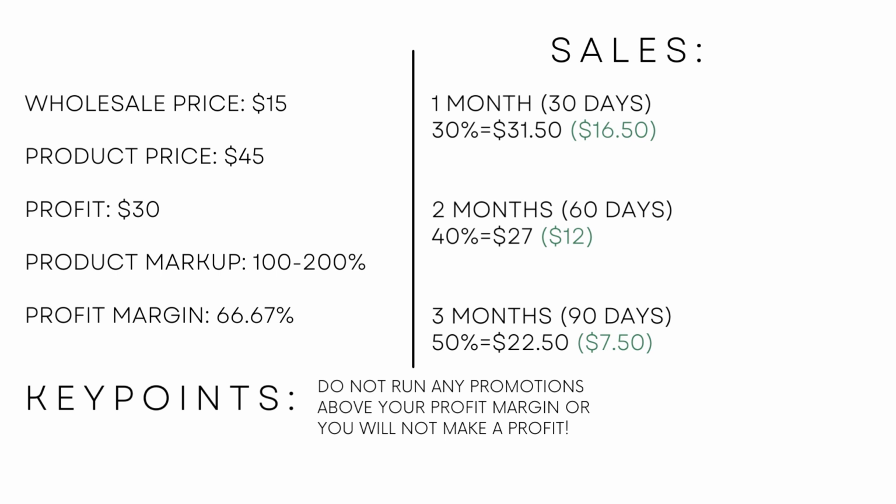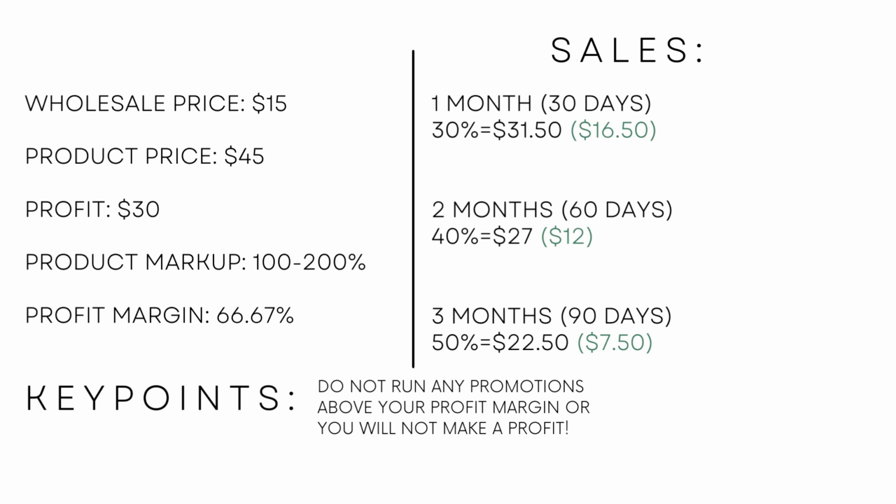So going back to the 1 month, our product is $45. If I subtract 30%, your item is now $31.50. That's where I got the $31.50. That's how much I'm going to sell it for. So it's on sale for $31.50. And because I paid $15 for the item, I'm now making $16.50 instead of $30 profit.